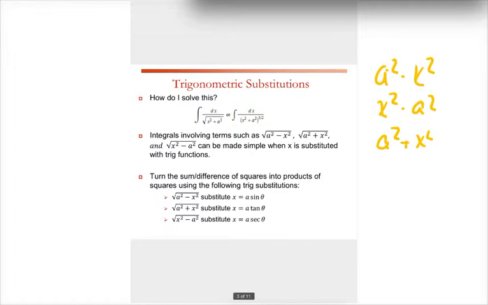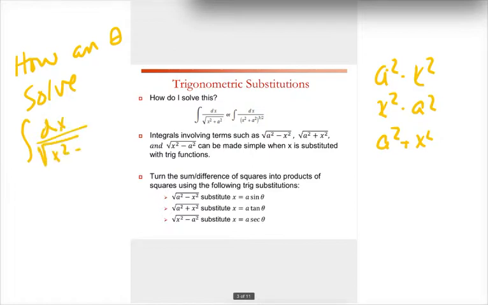So right now, how can I solve the integral of dx over the square root of x squared plus a squared? There's nothing that we could really do. Substitution won't work. So substitution fails.